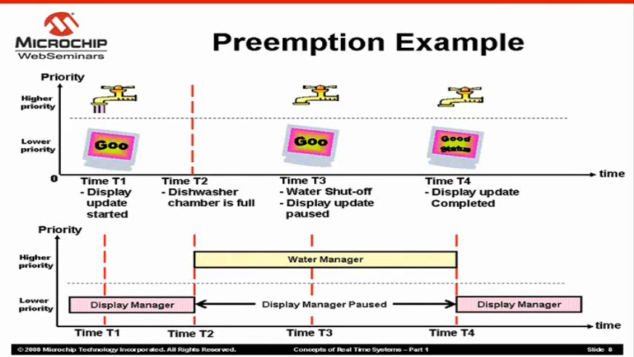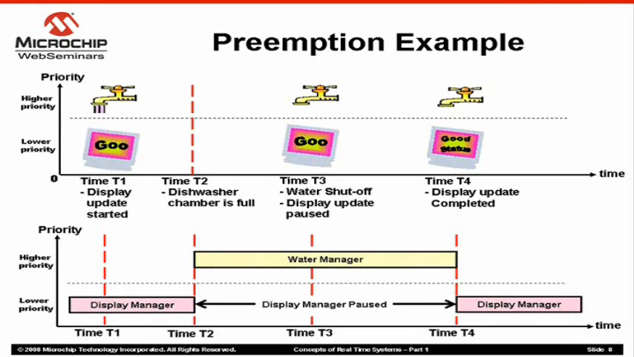At time t1, water tap is on and the dishwasher chamber is being filled with water. Exactly at this time, the display manager is updating the display and has printed GOO on the display, which is part of the complete message good status that it wants to show on the display. Next, at time t2, the dishwasher chamber is full so that there is a need to shut off the water tap.